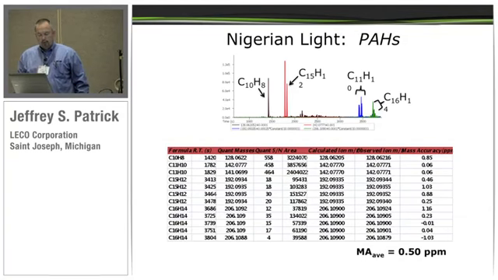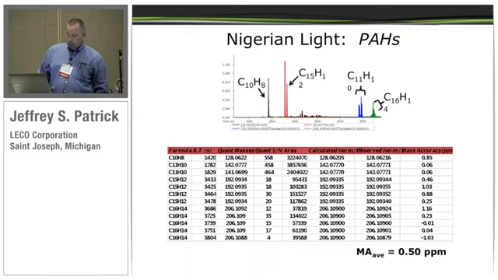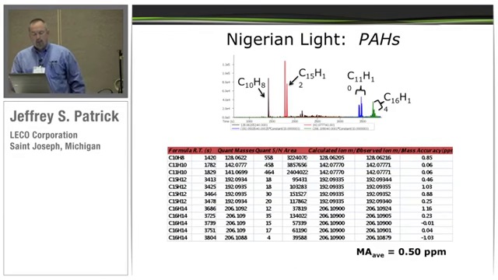Extending this again to additional polyaromatics, mass accuracies again to the far right, really emphasizing that because it's important for identification. Average of 0.5 parts per million for the mass accuracy for these aromatic compounds.